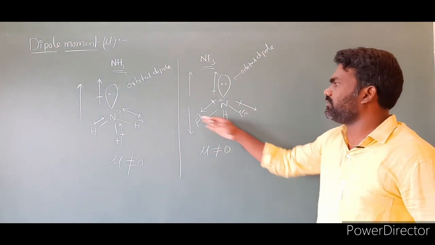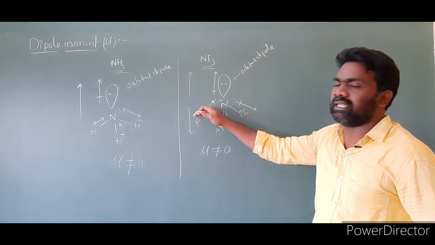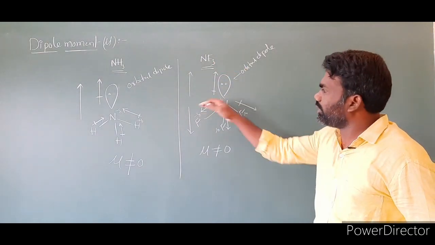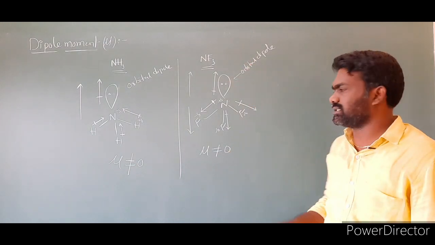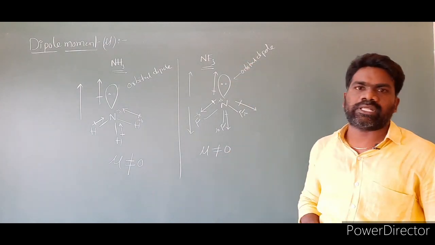So the magnitudes will be unequal. Only one lone pair will be there. Here three bond dipoles are there, and here only one lone pair is there. So this molecule has some dipole moment. The mu is not equal to 0.